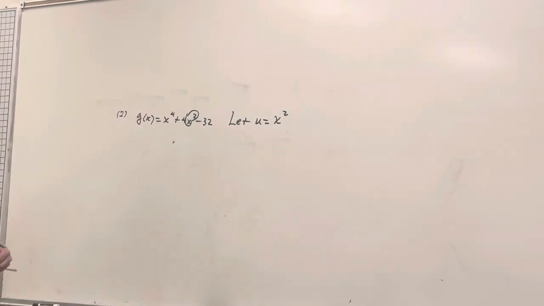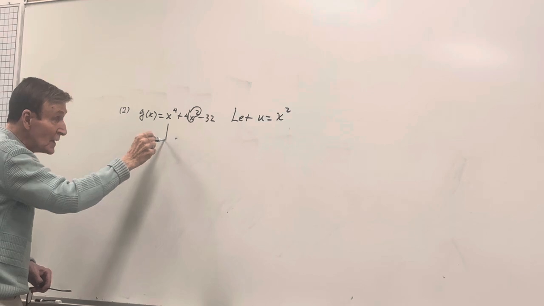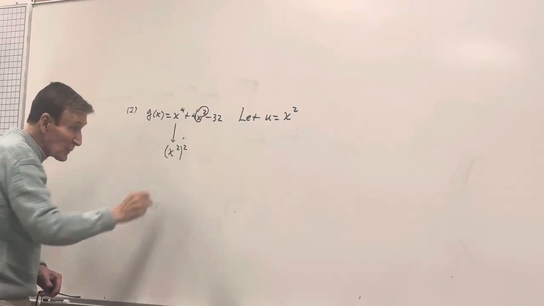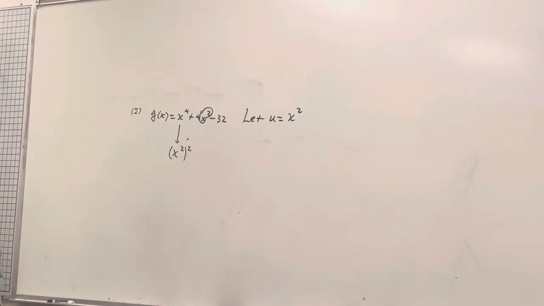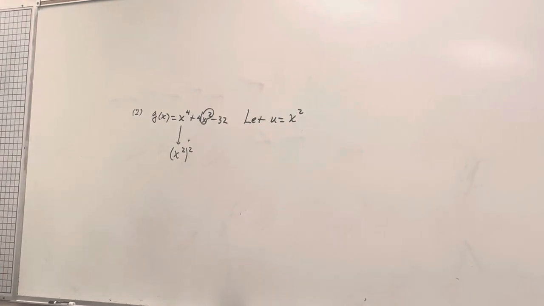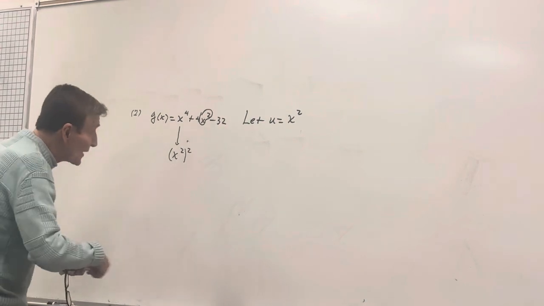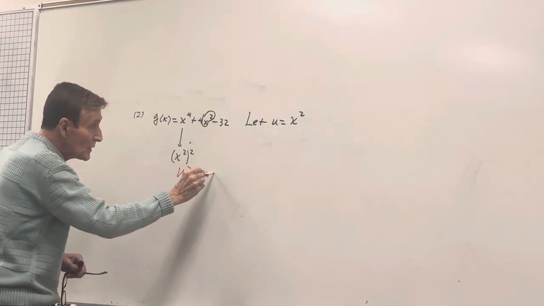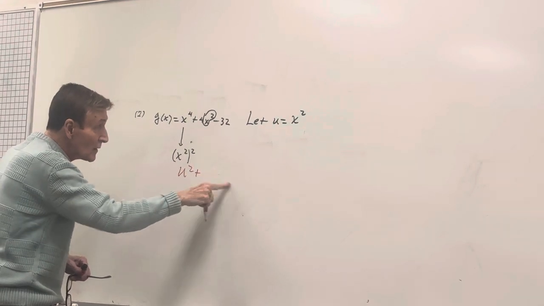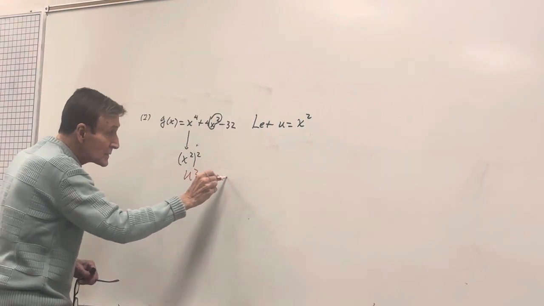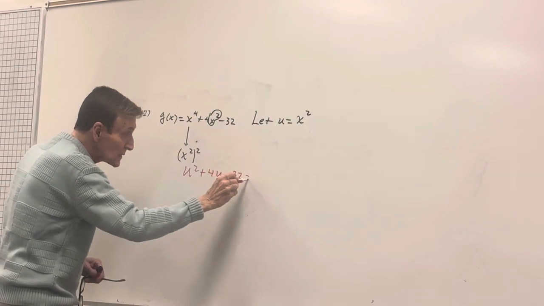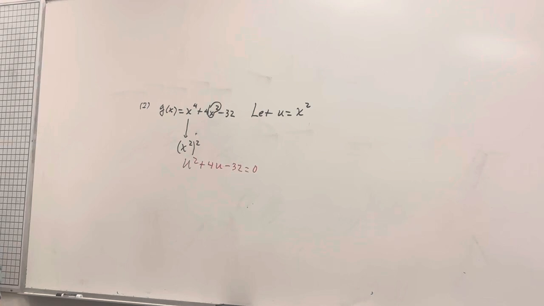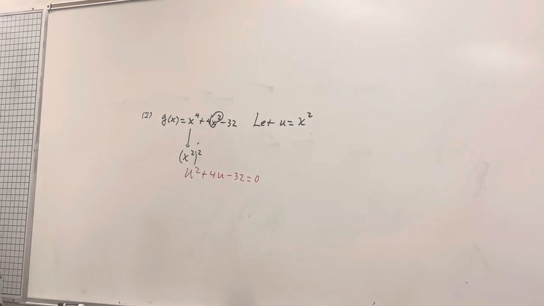Now, if u is equal to x squared, I know and you know that the first term, x to the 4th, could be expressed as x squared squared. That's x to the 4th. If I make that u substitution, we're going to write this as u squared plus 4u, subtract 32, and we'll set this equal to 0 since we're trying to solve it. Now please tell me, is that a quadratic? Yes. And therefore now I can solve it.